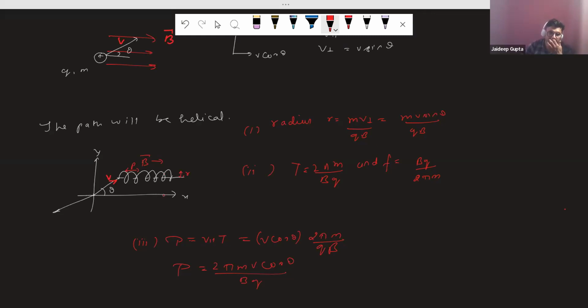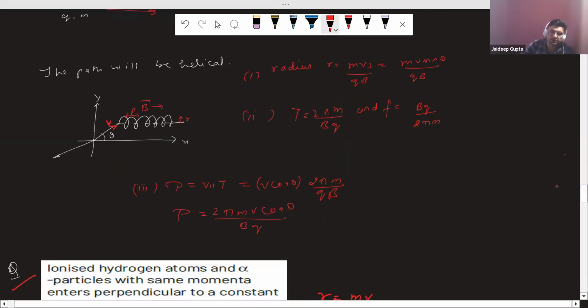Now pitch is the linear distance, fine? Pitch is the linear distance. So v parallel times time period. V parallel is v cos theta, and time period we calculate as 2 pi m over qB. So time period remains as it is, whether we project at an angle of 90 degrees or at an angle theta with the magnetic field. Now this is the formula for the pitch.